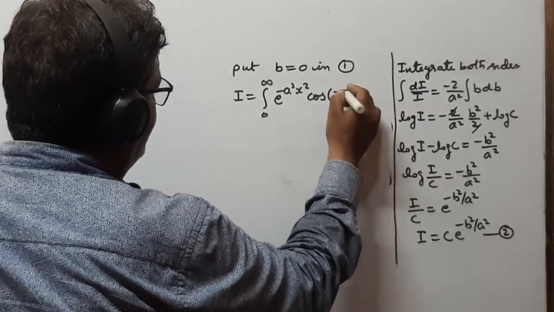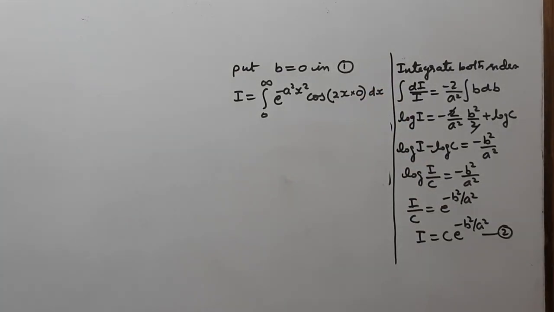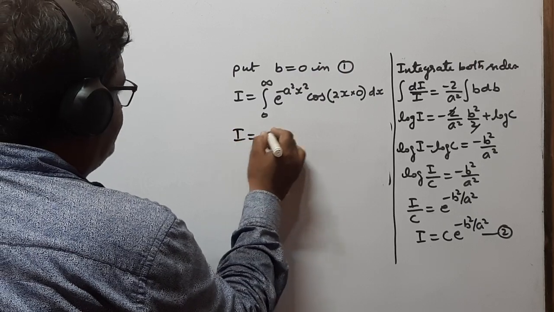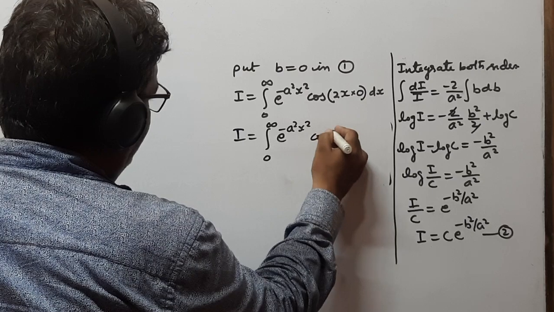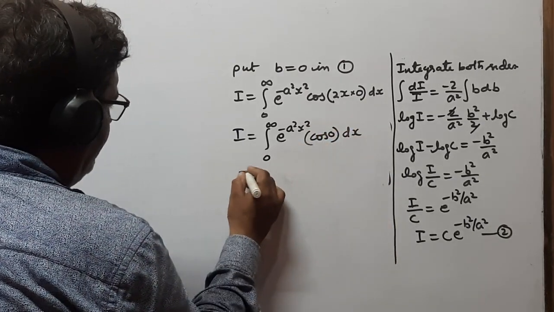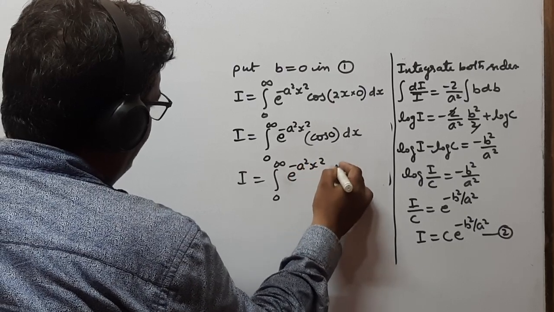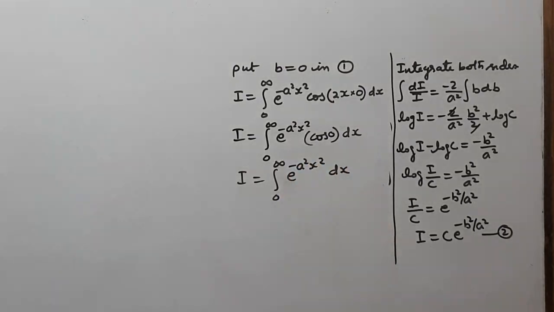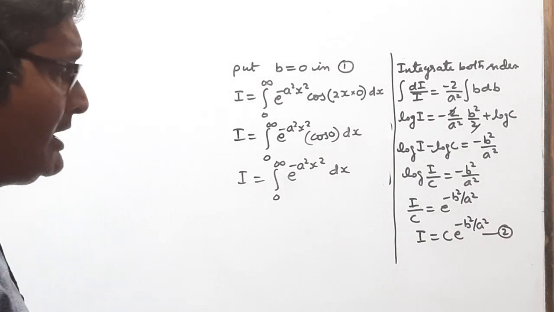Here we write 2x multiplied by 0. You can see that in the given integral there is cos 2bx, so we put b equal to 0. So we get cos 0, and we know that cos 0 is equal to 1. So this becomes the integral of e to the power minus a square x square dx. Now we find the value of this integral.